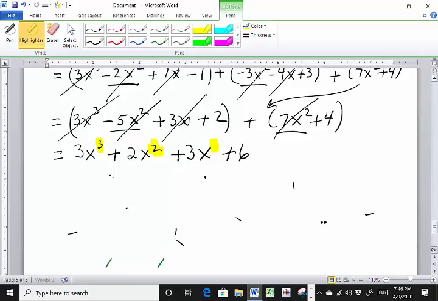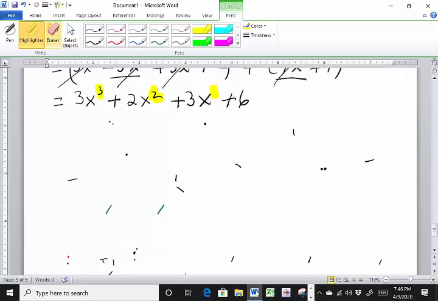Excuse me. No idea where all these markings came from. I'm just erasing them. Alright. Okay.